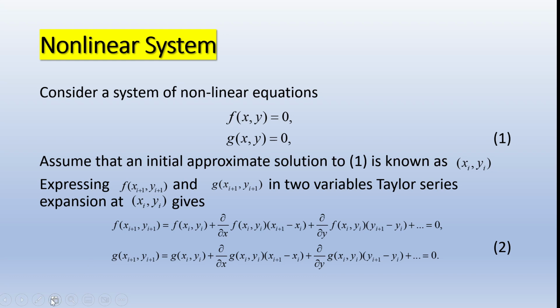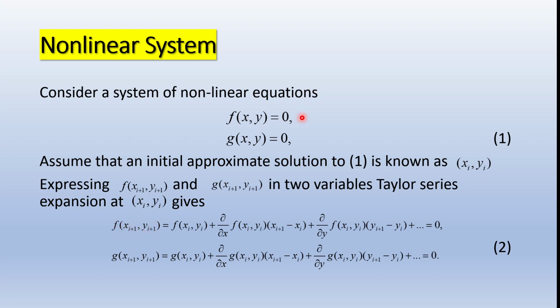And then expressing f(xi+1, yi+1) and g(xi+1, yi+1) in a two variable Taylor series expansion at (xi, yi) gives equation 2. This is actually expanding equation 1 using the two variable Taylor series, where (xi, yi) is an initial guess, and then (xi+1, yi+1) is a better root.